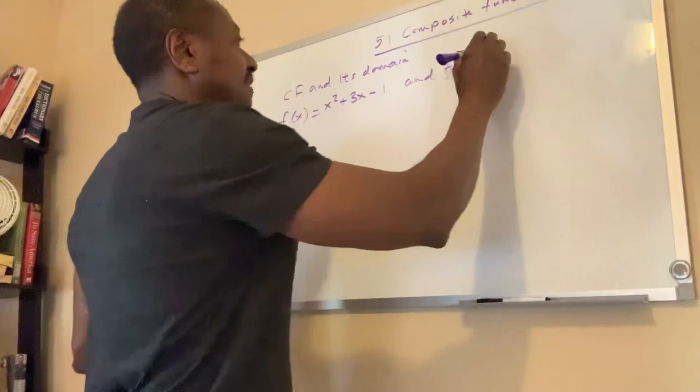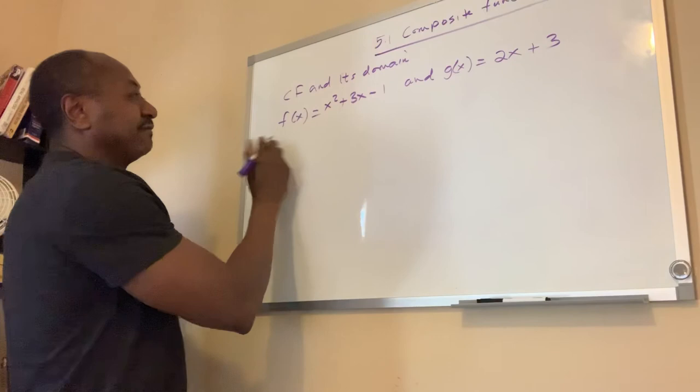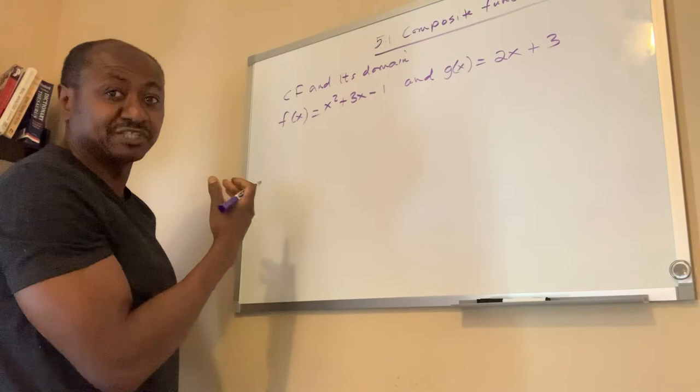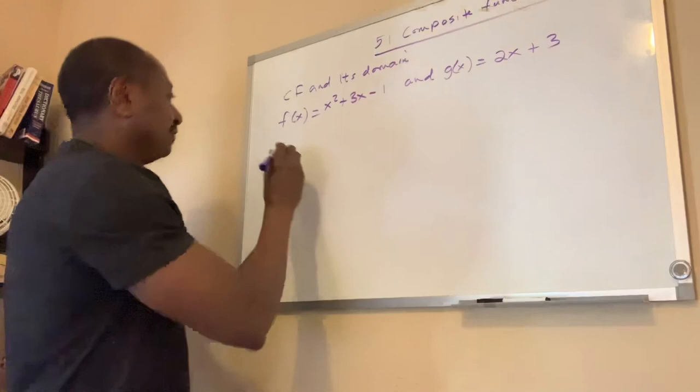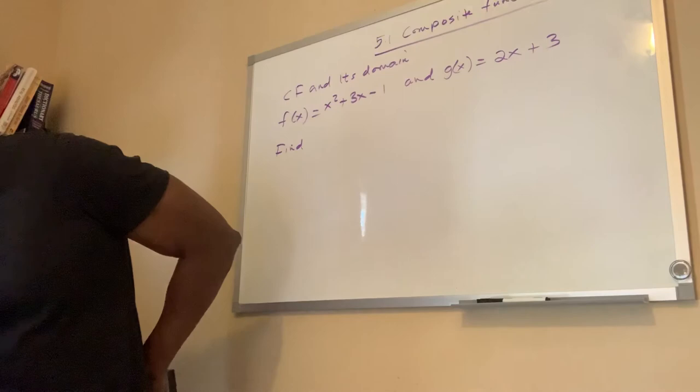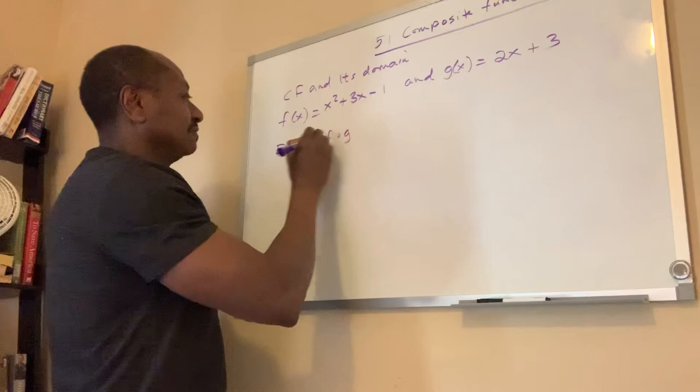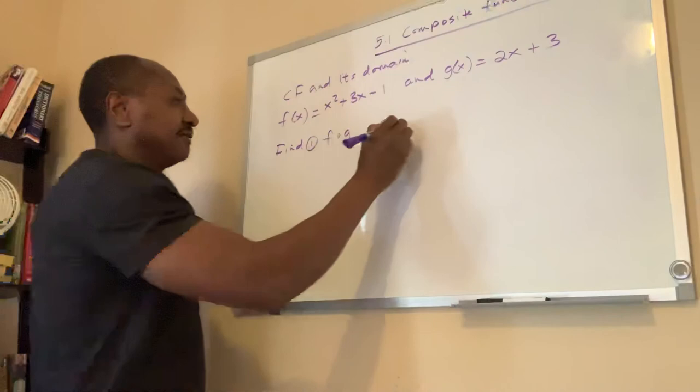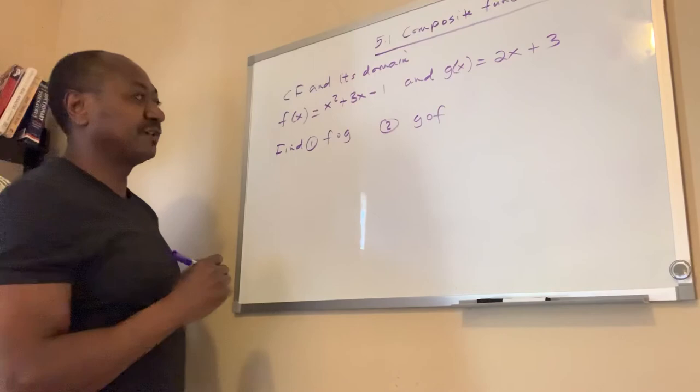Here we do know that the domain of f of x is the set of all real numbers, obviously. You're not dividing by anything. It's not a rational function. The domain of g is also the set of all real numbers. But if you were to find composite functions, find one, f of g, and two, g of f.